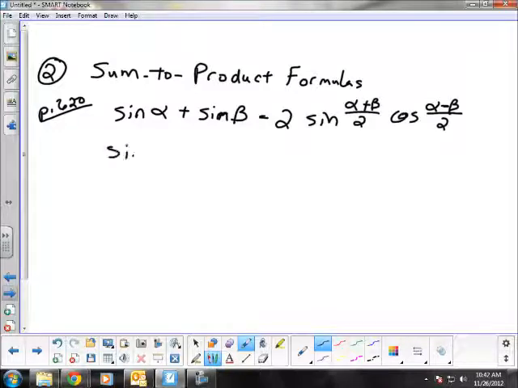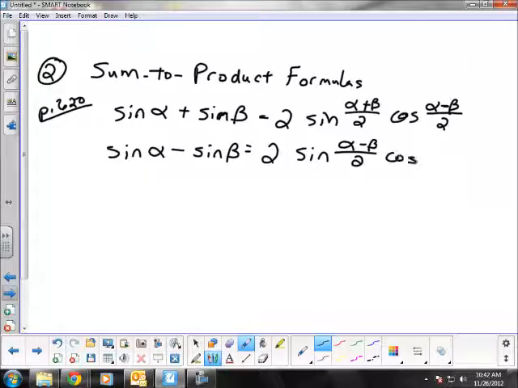And if I do the difference, so I've taken the sine of the first one minus the sine of the second. Again, that's pretty much the same. The difference is that when I take the sine value, I do the alpha minus beta, and when I take the cosine of it, it's the alpha plus the beta divided by 2. Just swap the angles.